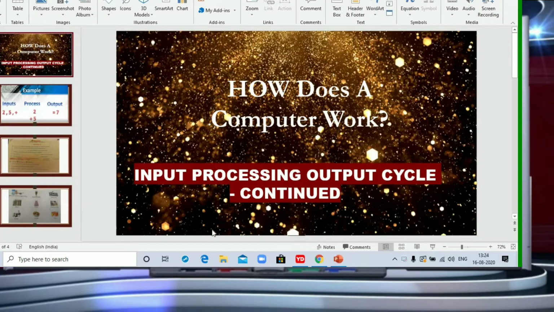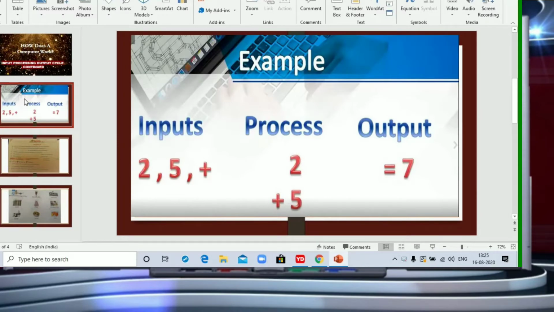Okay children, last time we learned about how a computer works. I told you what is input, what is processing and what is output, and what are input devices, output devices and the processing unit. I hope it is clear by now to you all. So today I am going to explain again with the help of an example how your machine works.